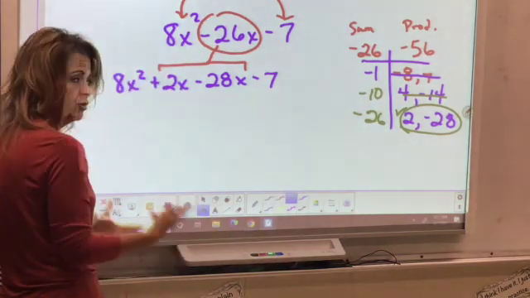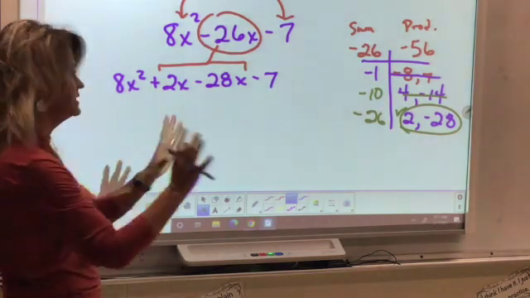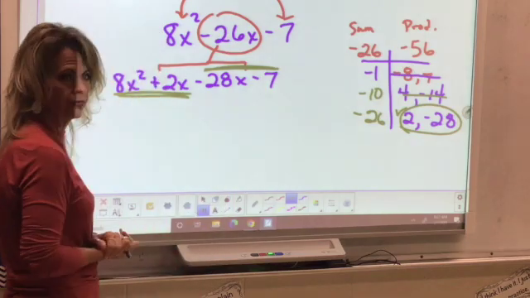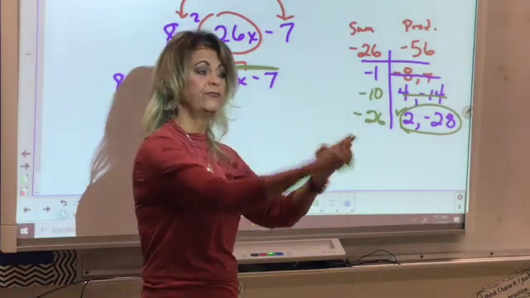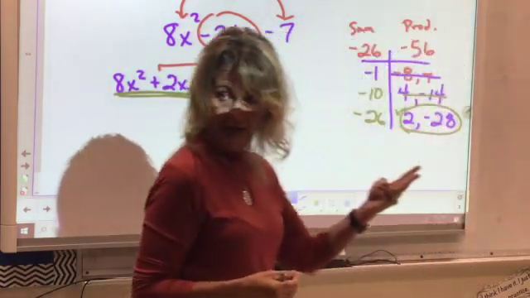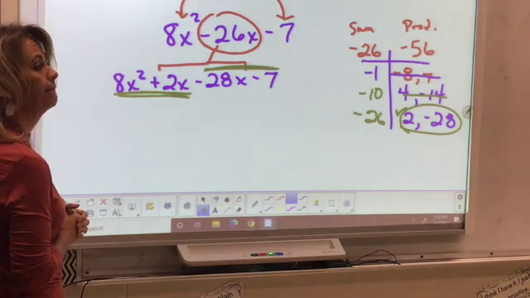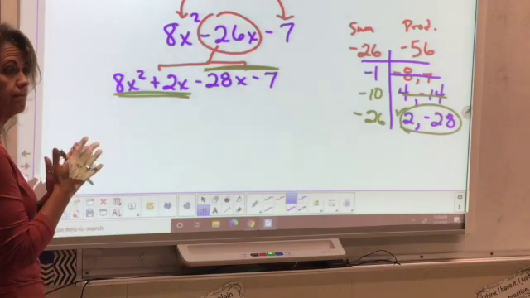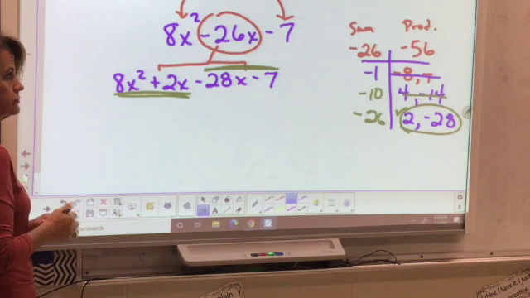Now I'm going to group and factor. Group the first two, group the last two. Simple. What do these have in common? I want both the number and the variable if they have both. Do they have a common variable? What is it? That's the common variable? What's a variable, guys?